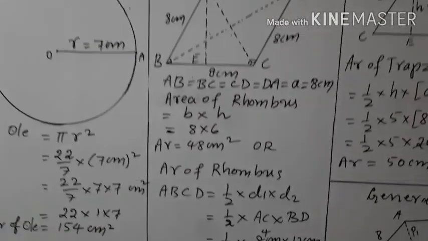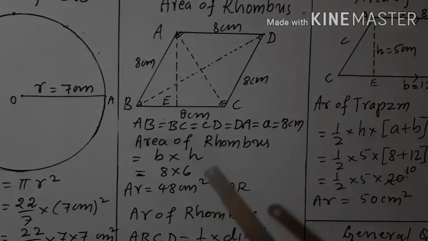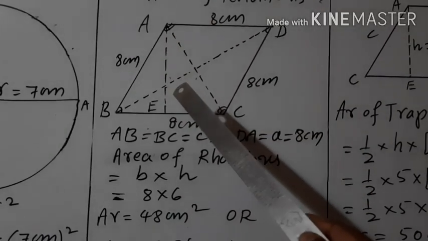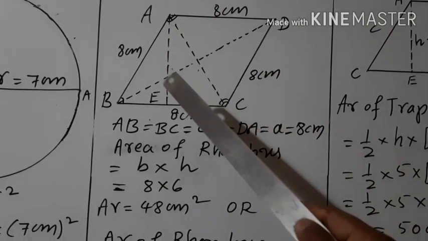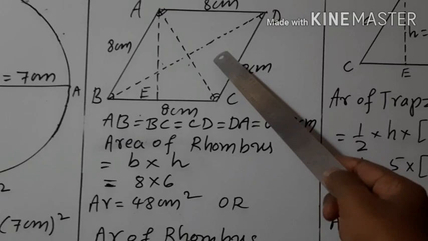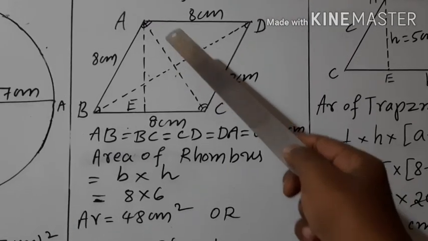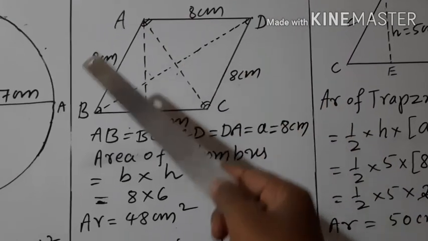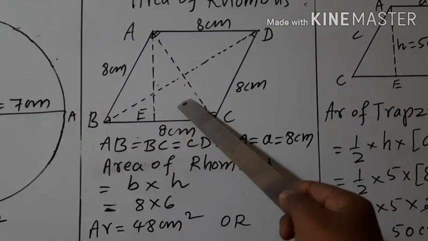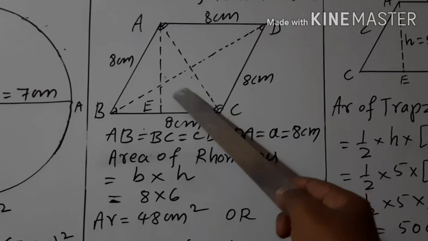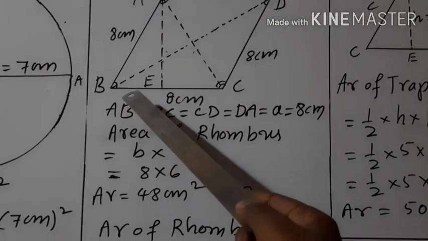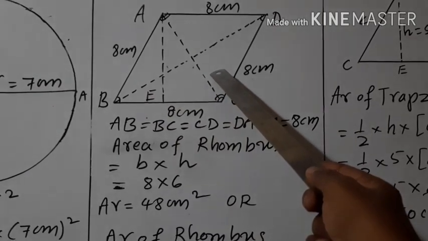The area of the rhombus is 48 centimeter square, means in this interior region we can fit 48 one-centimeter squares. That is the area of this rhombus. But what do we mean by perimeter of the rhombus? Sum of all sides. AB plus BC plus CD plus DA is its perimeter. Therefore, one full round length of an object is perimeter, or sum of all sides is perimeter.